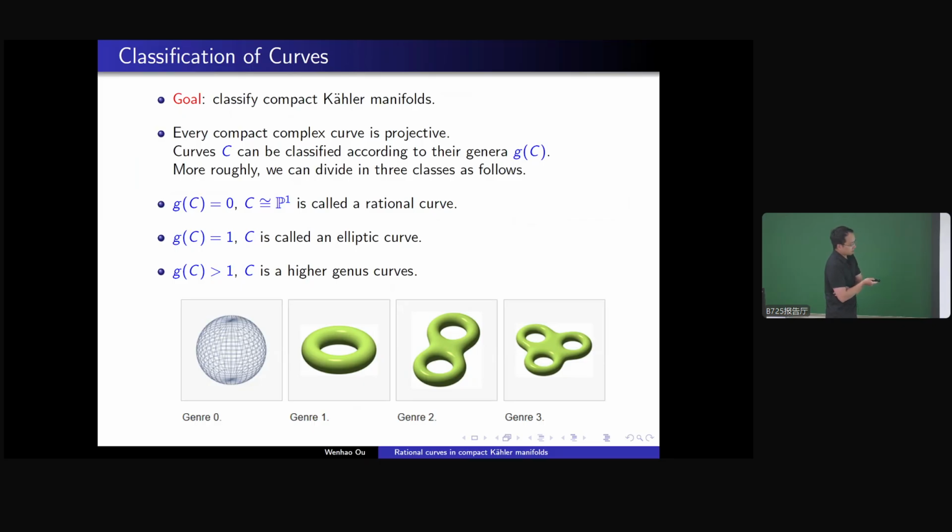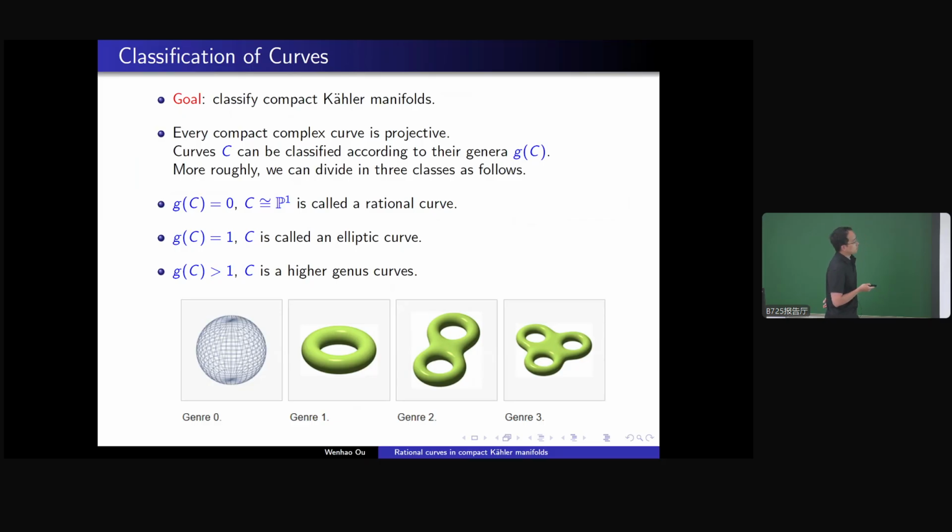For example, we can see that the first one is simply connected. The second one is not simply connected. Its fundamental group is infinite but abelian. So the fundamental group is Z^2. And for all of these curves with higher genera, their fundamental groups are infinite and non-commutative.